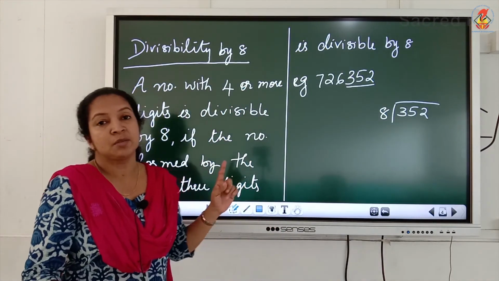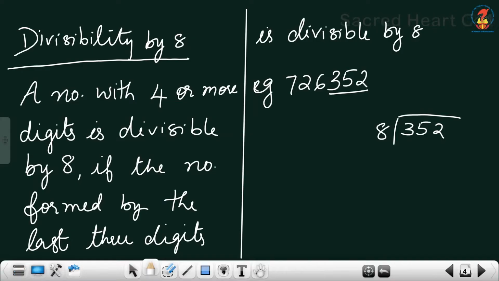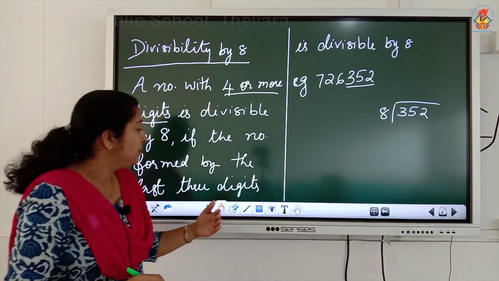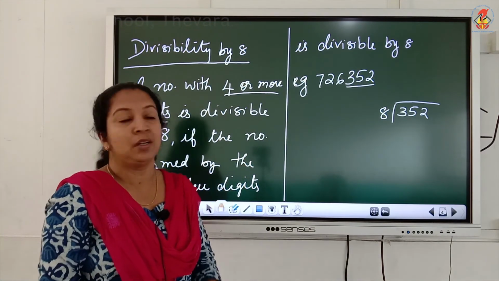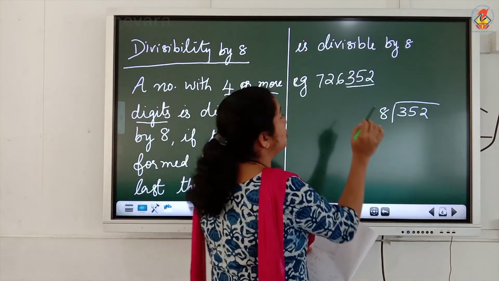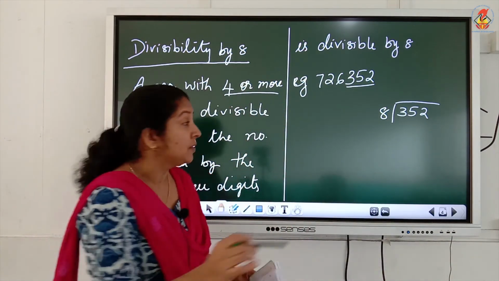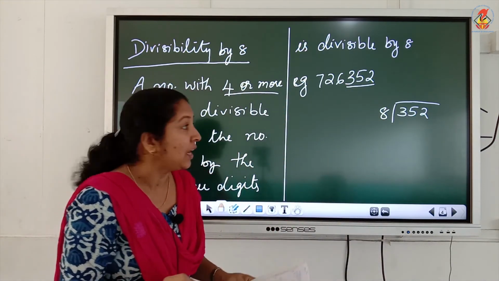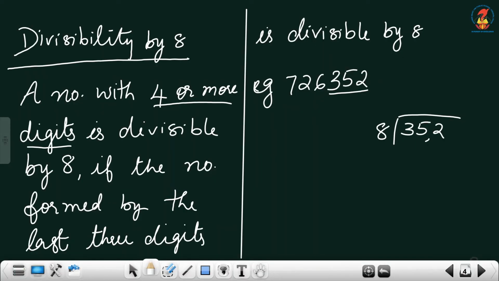Next is divisibility by 8. A number with 4 or more digits is divisible by 8 if the number formed by the last 3 digits is divisible by 8. It should have 4 or more digits. So the given number is 726352. What you have to check is whether the number formed by the last 3 digits is divisible by 8. So we have to check 352.